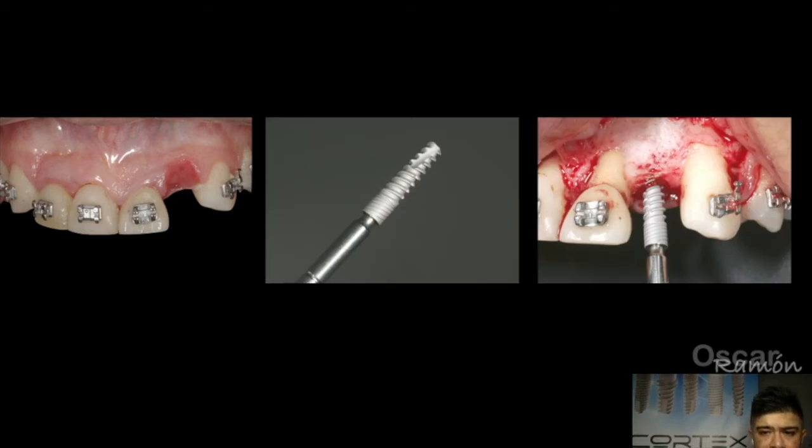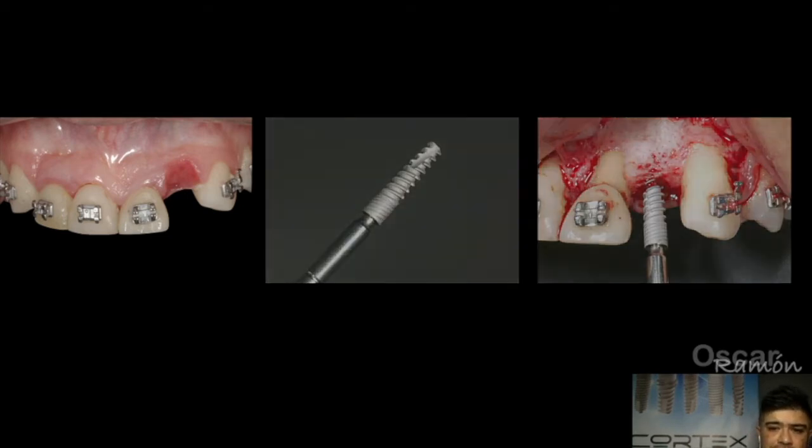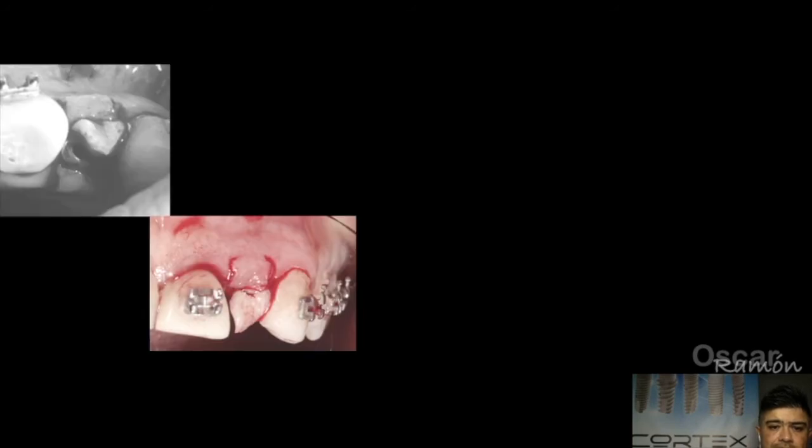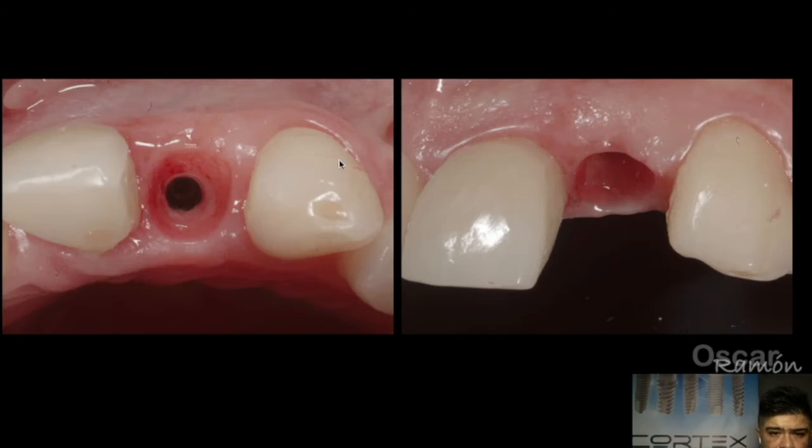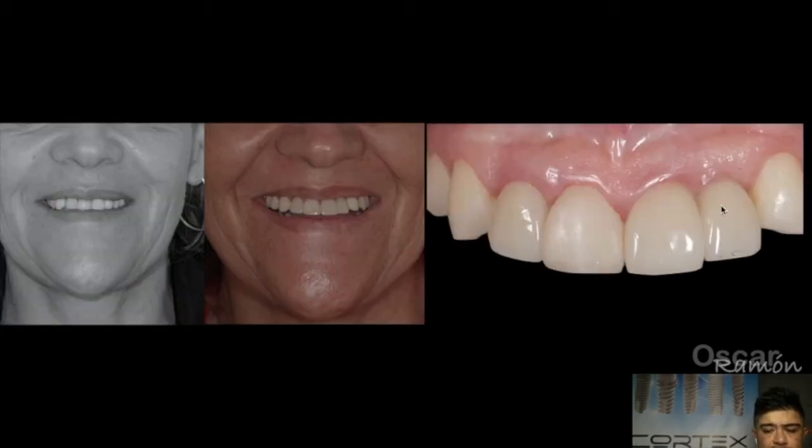We are going to see different cases using the 3.0 narrow implant. This is an upper lateral incisor. I make the insertion of the implant. Then I manage the soft tissue with the connective tissue graft. And this is after the surgery. This is the response of the soft tissue around this implant. And this is the final restoration for a lateral incisor.